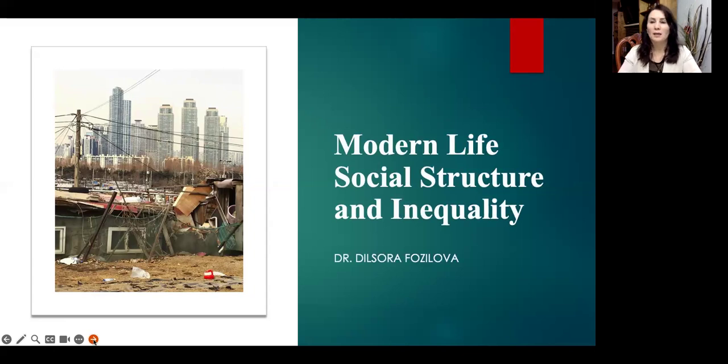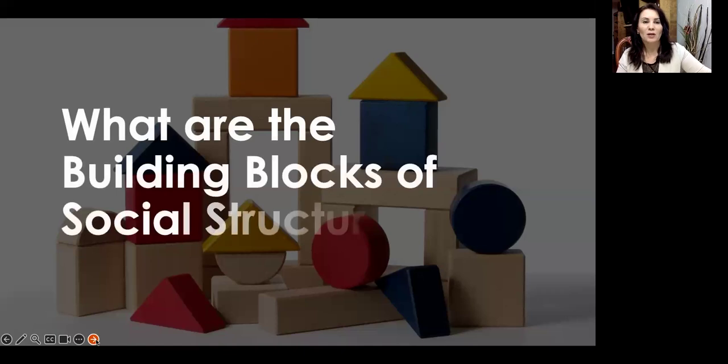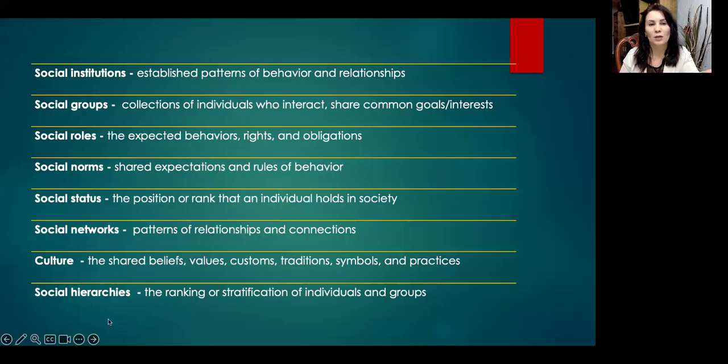Today's lecture is titled Modern Life, Social Structure and Inequality. First we will start with thinking about what the building blocks of social structures are. As I mentioned, we think about social institutions like family, government, politics, education, and law as some of the main elements of social structures. They are established patterns of behavior and relationships.